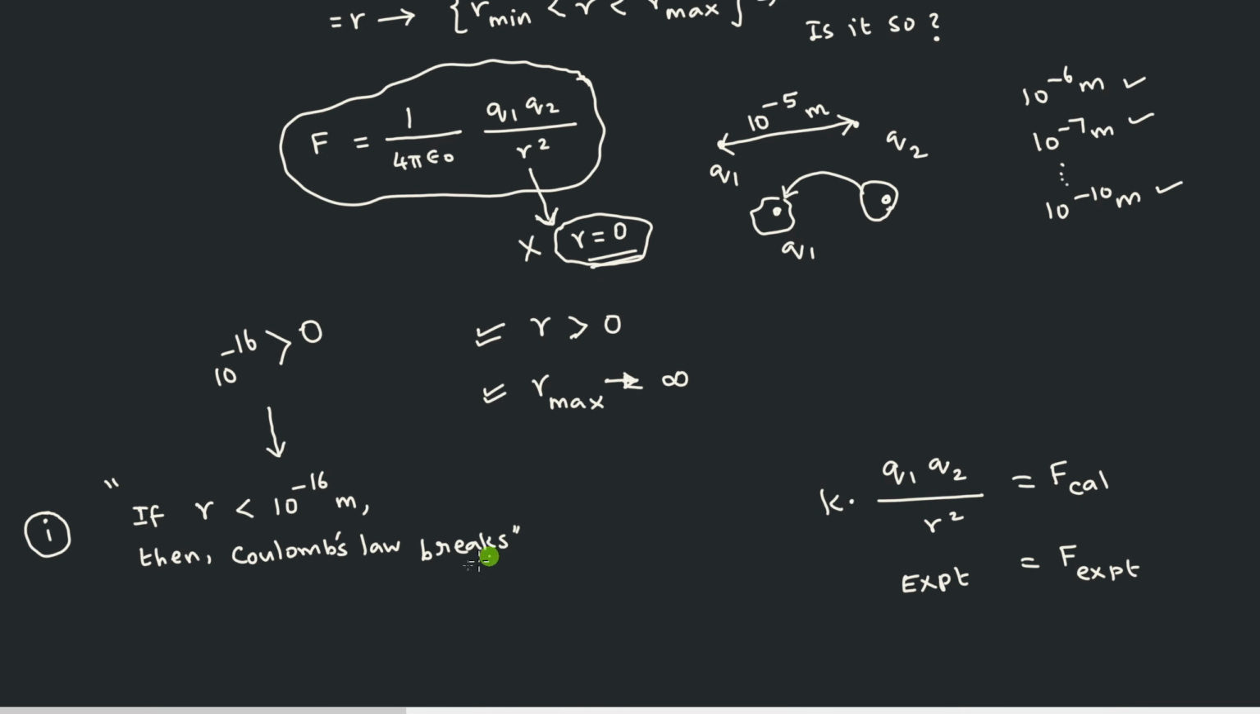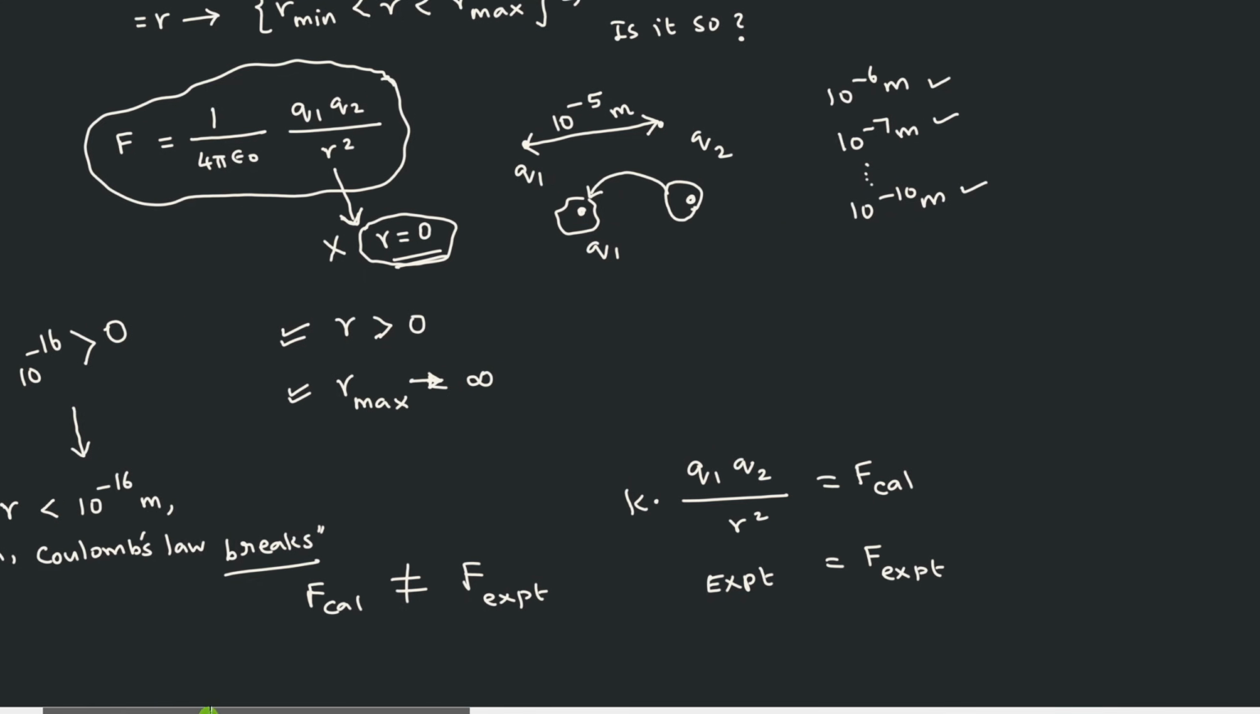What the meaning of this break is that F calculated value won't agree with F experiment value. It will be totally a different value. That is the meaning of breaks. Breaking means this particular equation is no longer valid when the distance between the charges is any number less than 10 to the power of minus 16 meter. So this is the first conclusion. And interestingly, what is this number, 10 to the power of minus 16 meter, what is that number exactly signifying? You can easily understand if you know the size of the nucleus.